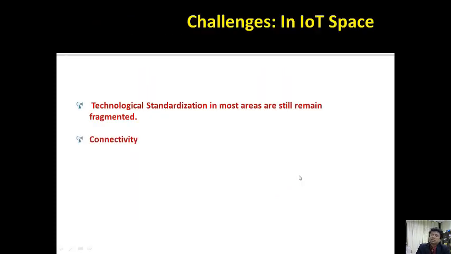So there are many challenges in the IoT space. Technological standardization in most areas still remains fragmented. One major barrier for the widespread adoption of Internet of Things technology is the absence of governance. Without an impartial governing authority, it will not be possible to have a truly global Internet of Things accepted by states, companies, trade organizations and common people. Today, there is not a unique universal numbering scheme.